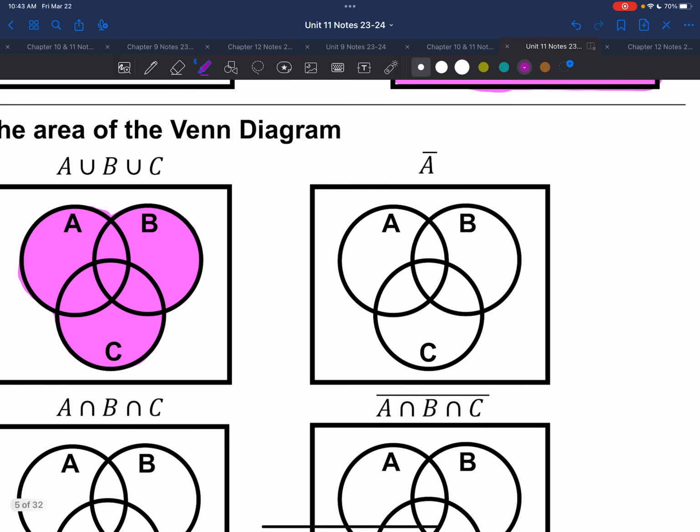Okay, so this one has the line over it, and so that means not A. So everything that is outside of set A is what we're looking for. So set A, I'm just going to put a circle around it and do everything outside of it.